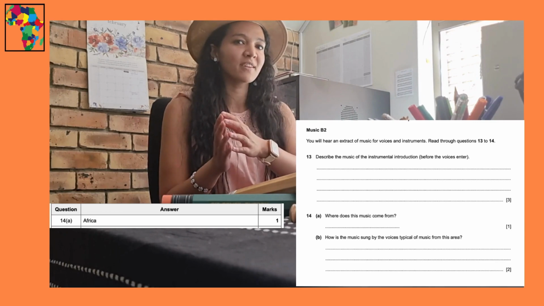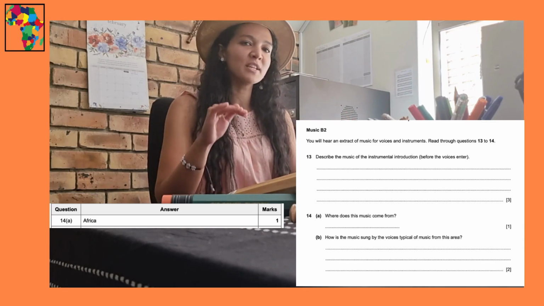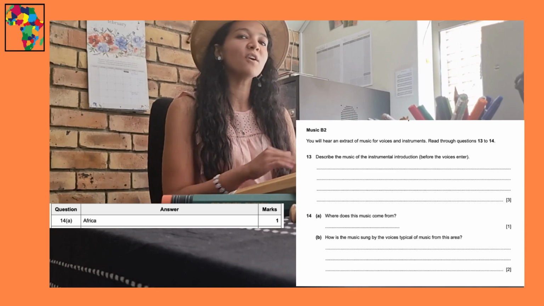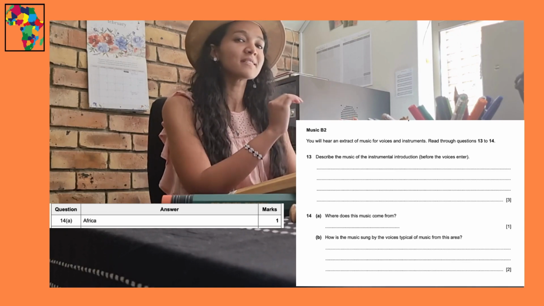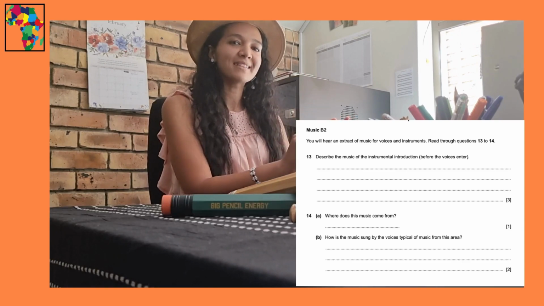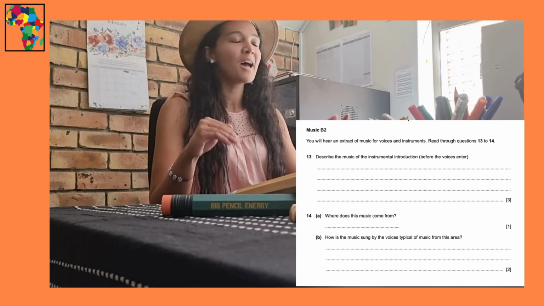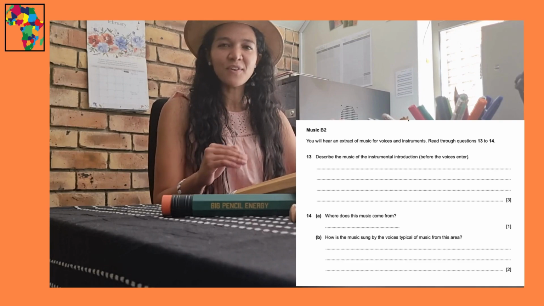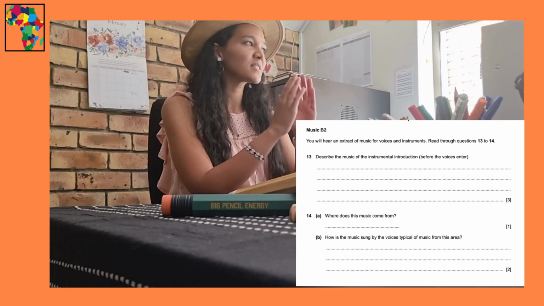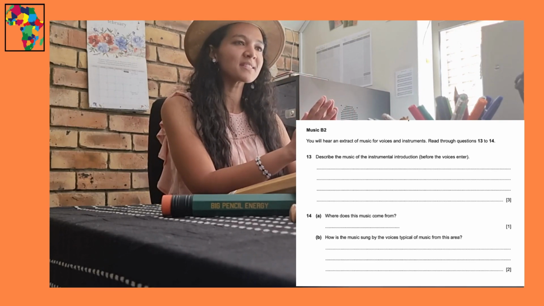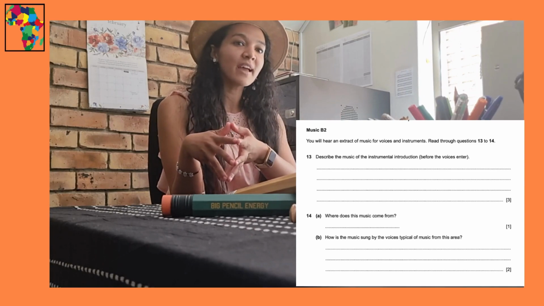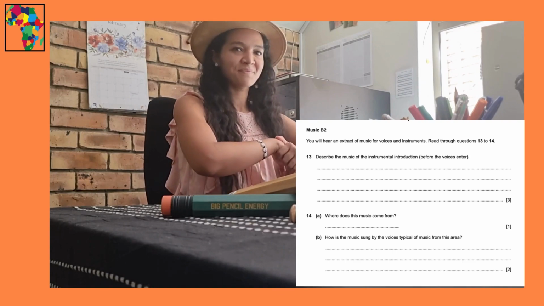like why you're saying in 14A this is Africa. So 14B is very much linked to 14A, but they're not directly asking you, why are you saying this? Give a reason for your answer. But in an undercover way, that is what they're doing. Indirectly, they're asking you that. They just ask it in a sneaky way, sort of, how is the music now sung by the voices? How is this typically African? And why do you say this is African? So let's go ahead and answer that question.